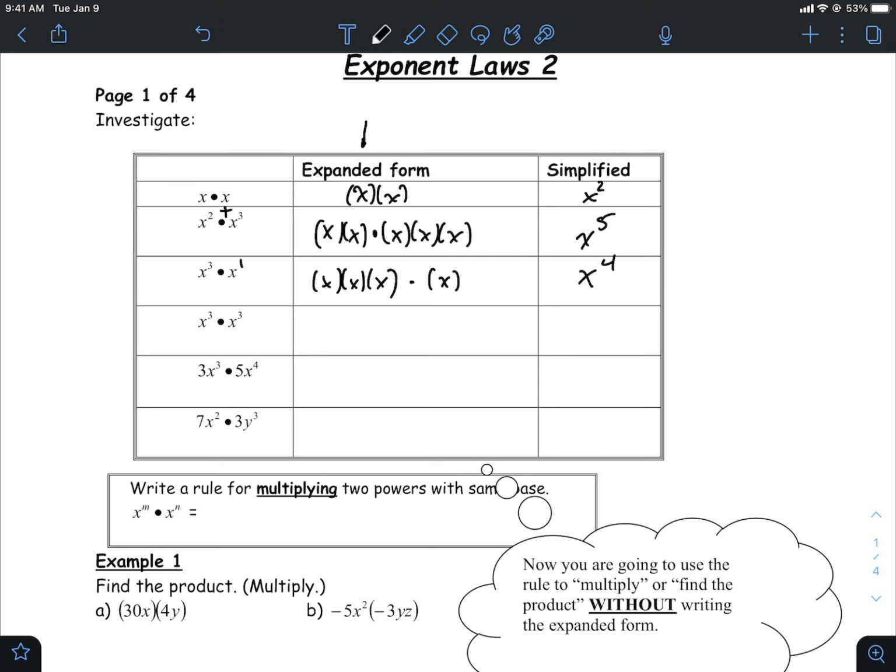Okay. Just trying to hit home this idea of the expanded form, because it can help you. I'll leave the next one for you to figure out. I don't think it's too hard.